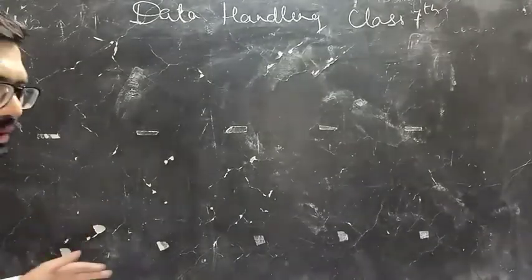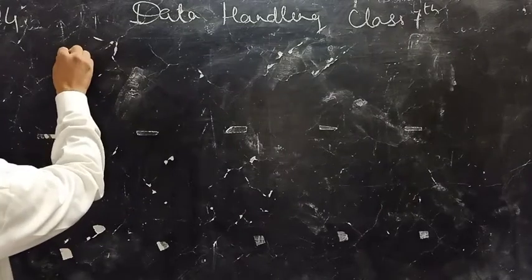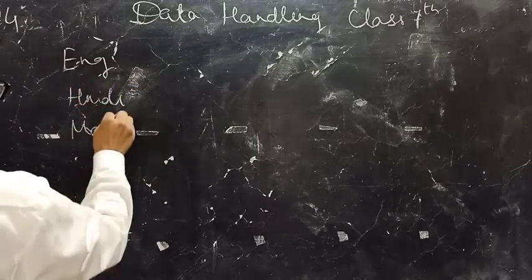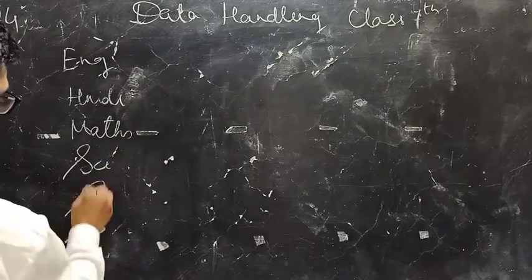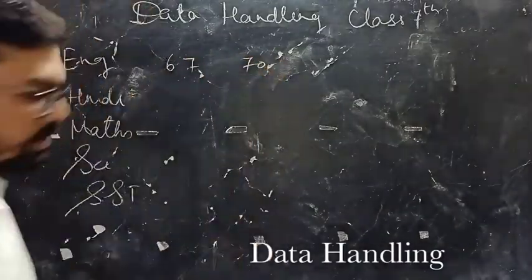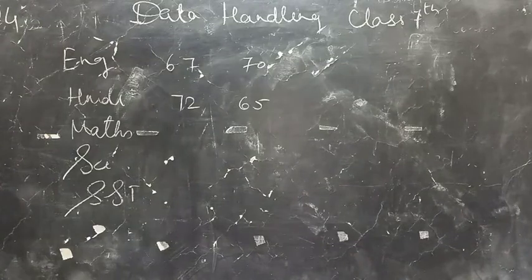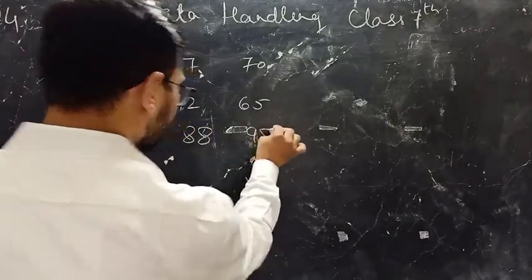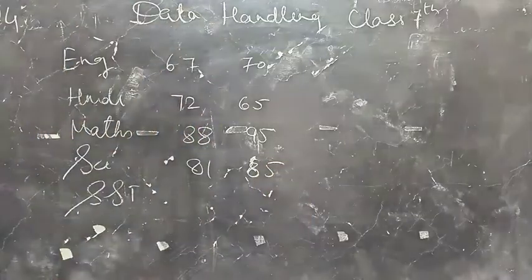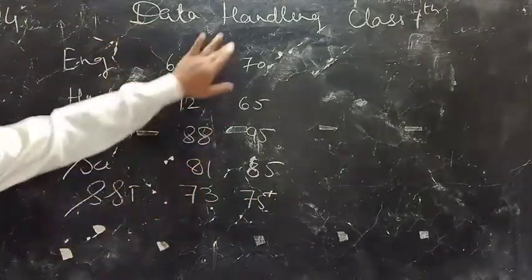So this was the first part of this question that you need to answer. Now on the basis of the given data, for English, Hindi, Maths, Science and SST: 65 and 67, 72 and 65, 88 and 95, 81 and 85, 73 and 75. These are the first term marks, and these are the second term marks.